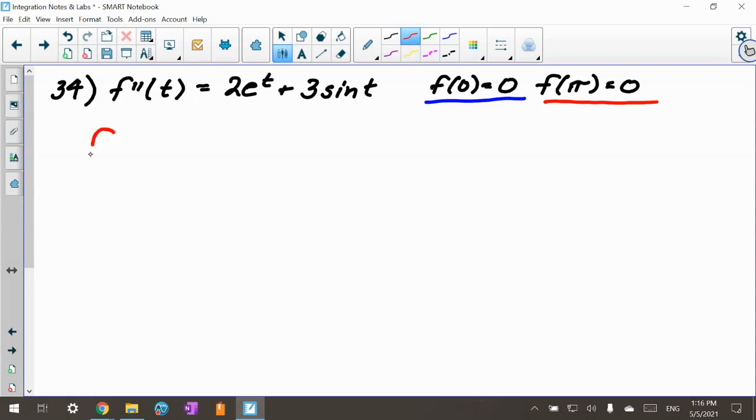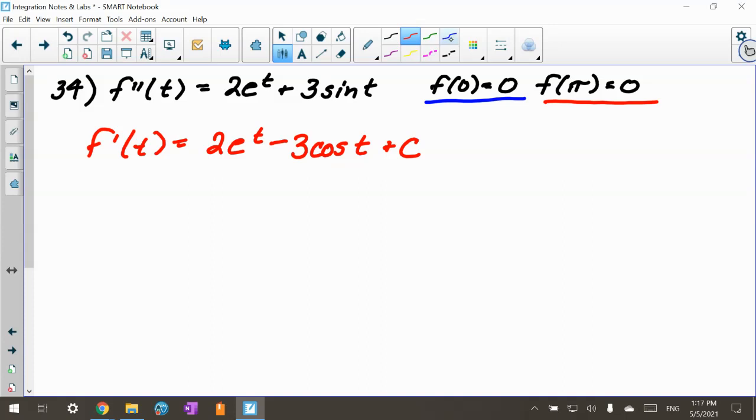So I'm going to do f prime of t equals, so when I do the antiderivative, e to the t is still e to the t, so it's going to be 2e to the t minus 3, because the antiderivative of sine is negative cosine, so it turns this negative, plus c. Okay? Now, they didn't give us any information for the first derivative, so I've got to keep going.